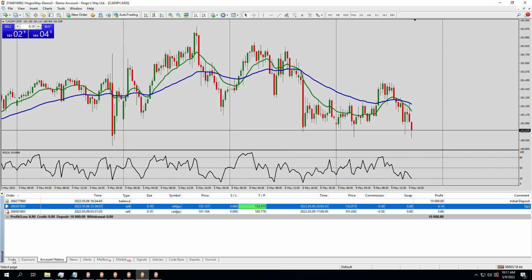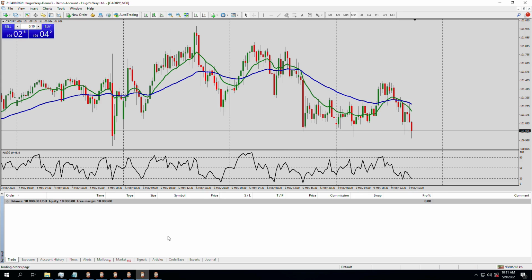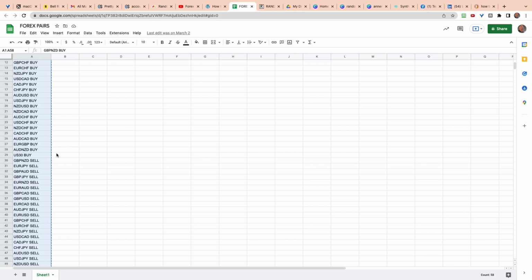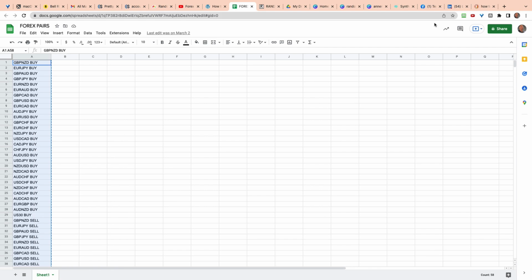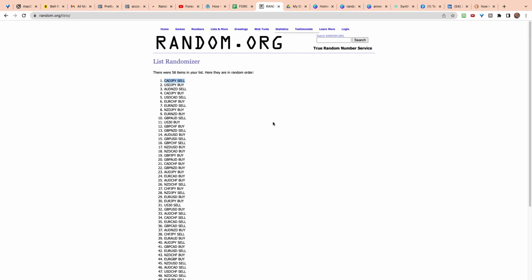So let's come back to the trade panel. Now let's go grab our list of potential trades and then randomize that list. Here I am in the Random Trades spreadsheet. I have 28 pairs plus US30. I've attached a buy and a sell to the end of each of those. I'm going to copy that and we will go over to random.org.